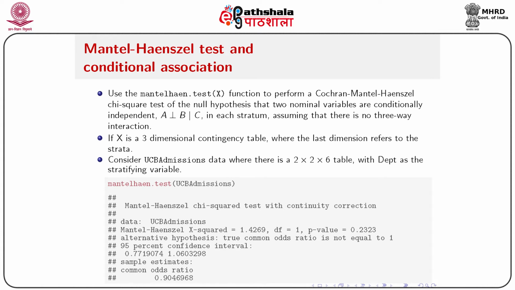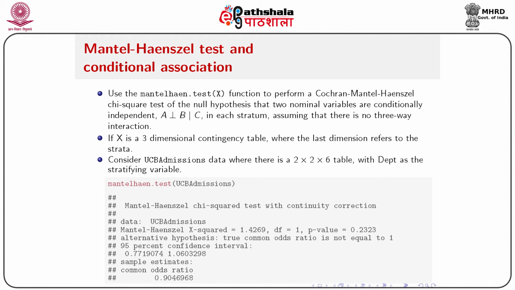in each stratum, assuming that there are no three-way interactions. X is a three-dimensional contingency table where the last dimension refers to the strata. Consider the UCB admission data, where there is a 2 by 2 by 6 table with department as the stratified factor. You can use that data just to get an idea about the data. You just type UCBAdmissions, and that will give you the structure of the data.